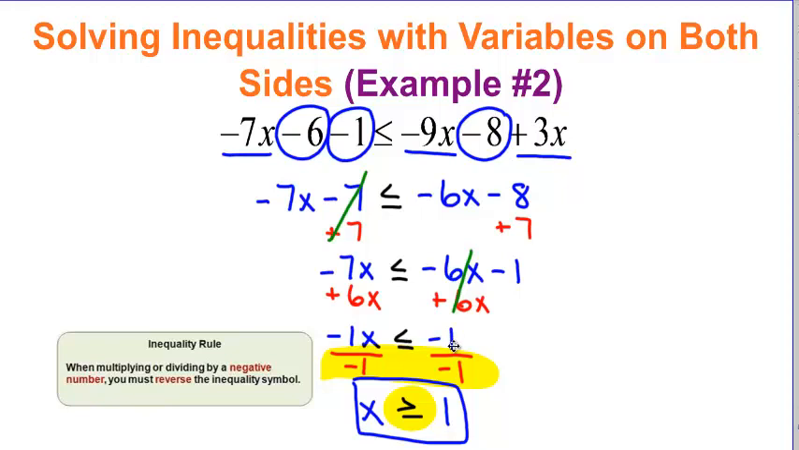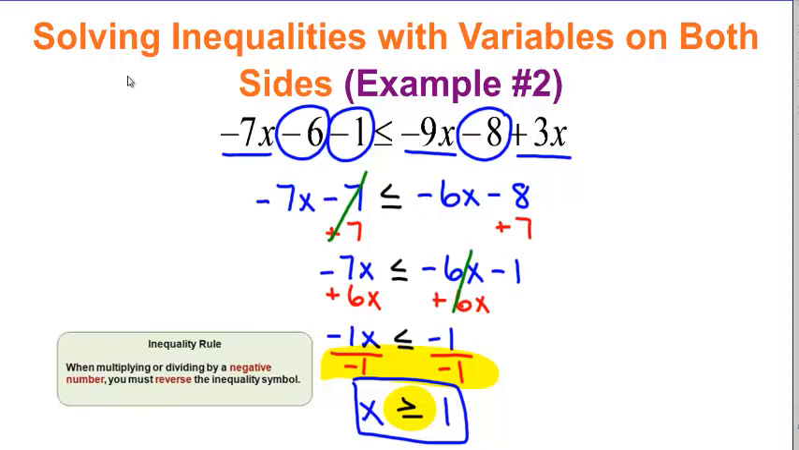In order to solve this, we now divide by -1. Now this is highlighted because when we're dividing by a negative, we have to reverse the inequality symbol. So now instead of being less than or equal to, it is now greater than or equal to. So our answer is x is greater than or equal to positive 1, because 2 negatives make a positive.